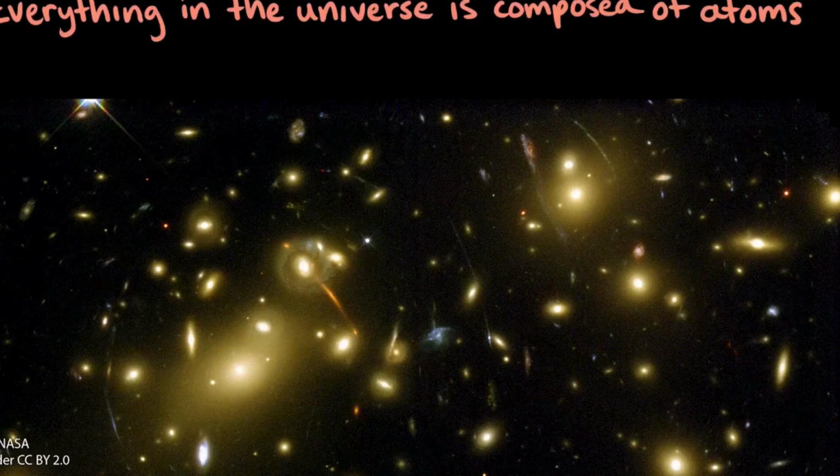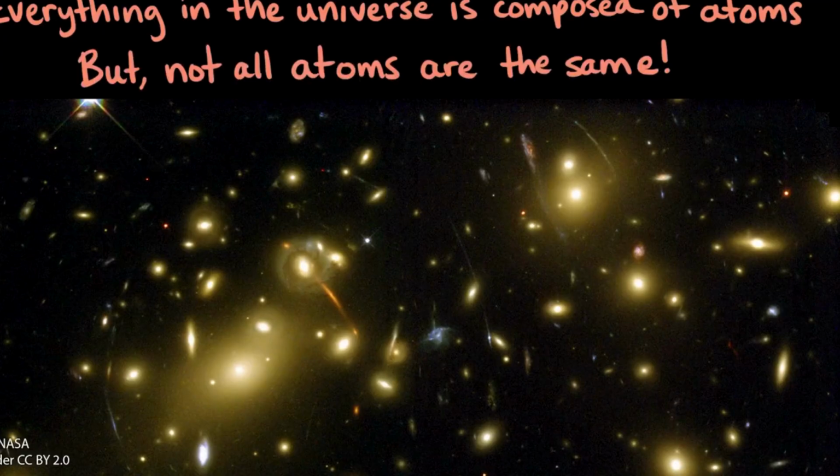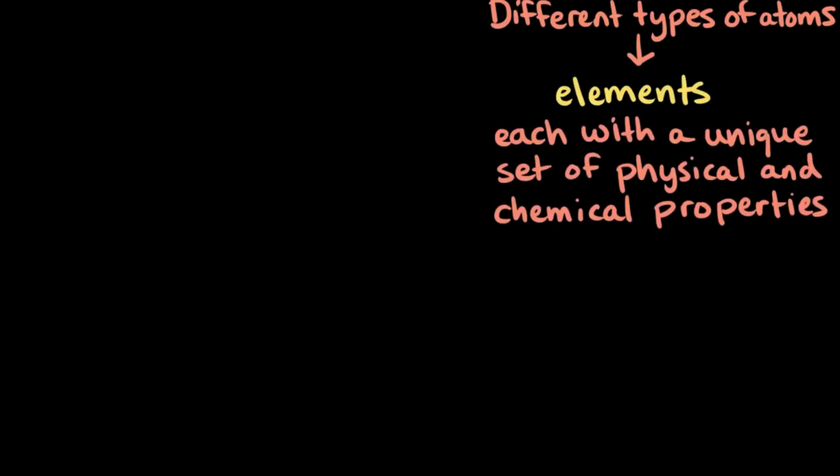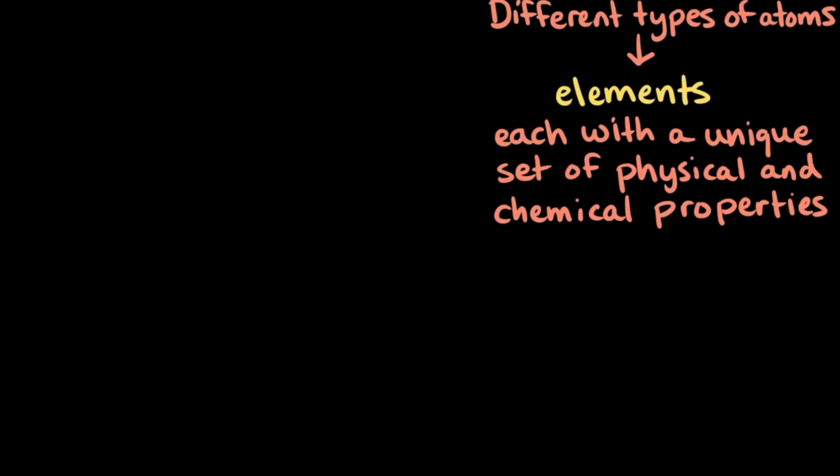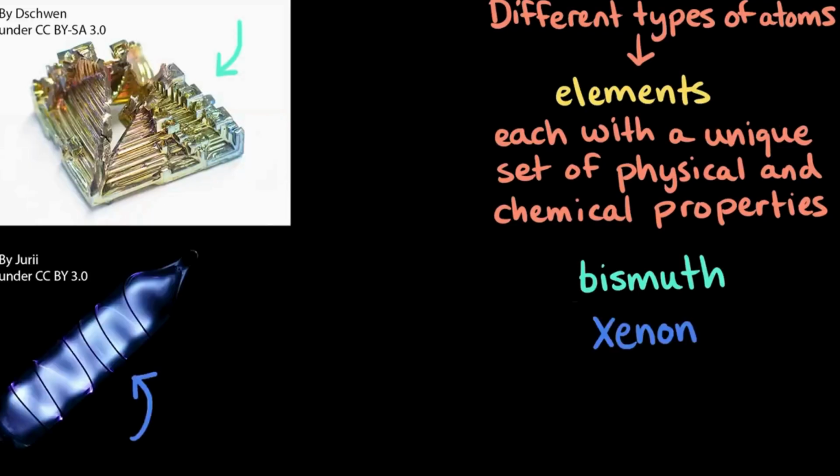We know that everything in the universe is composed of atoms, but not all atoms are the same. There are many different types of atoms called elements, each with a unique set of physical and chemical properties. Many elements are probably familiar to you. Oxygen and carbon, for example, are elements, and so is gold. Others may be less familiar, such as bismuth, xenon, and osmium.